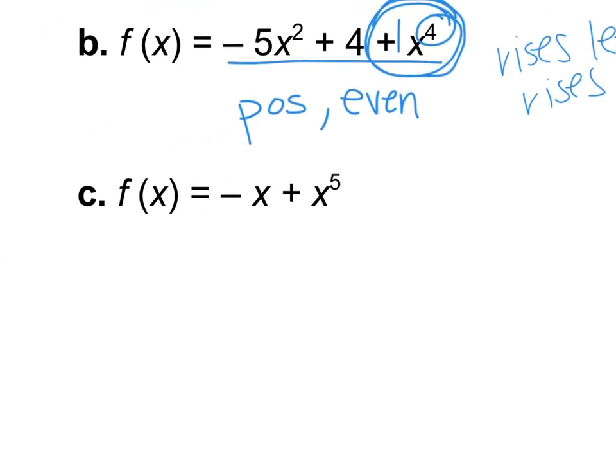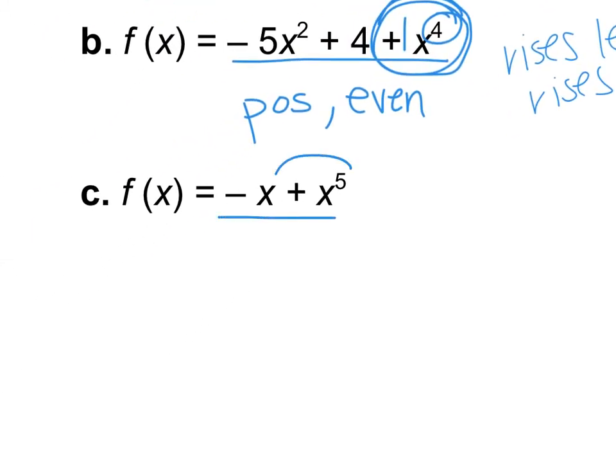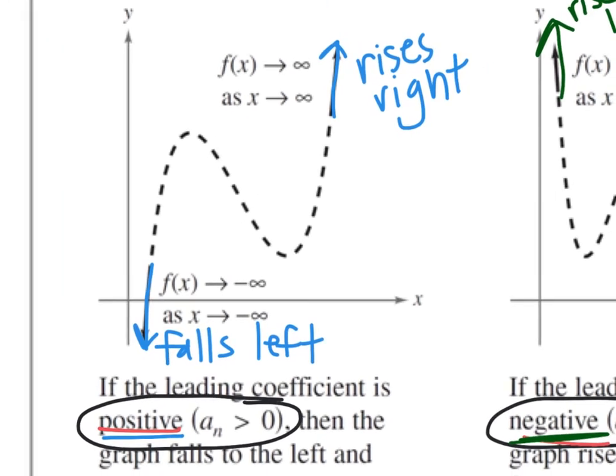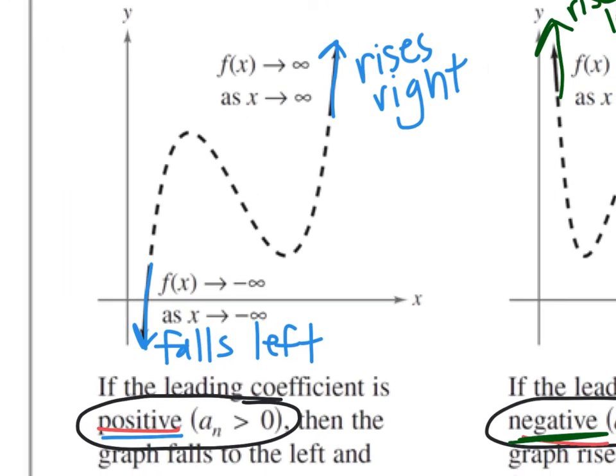And then our last one, again, not in standard form. Here's the term we want to look at. So that's positive, and it's an odd exponent. So if we go to our odd exponents and we look at the positive, which is here, we fall on the left and we rise on the right.